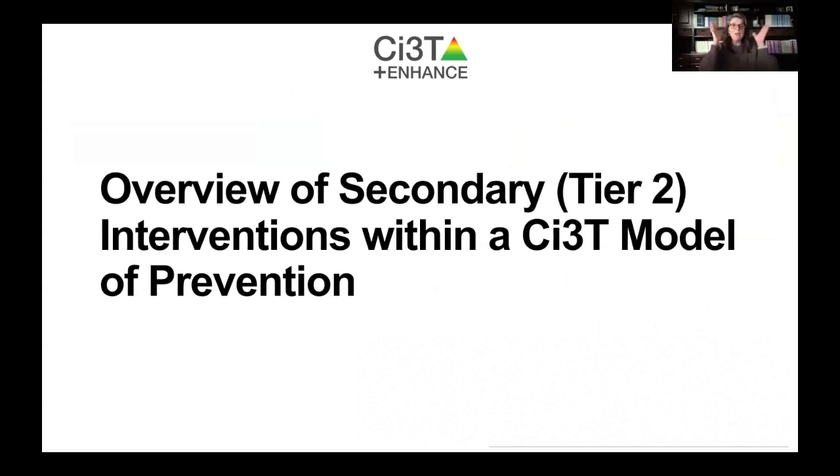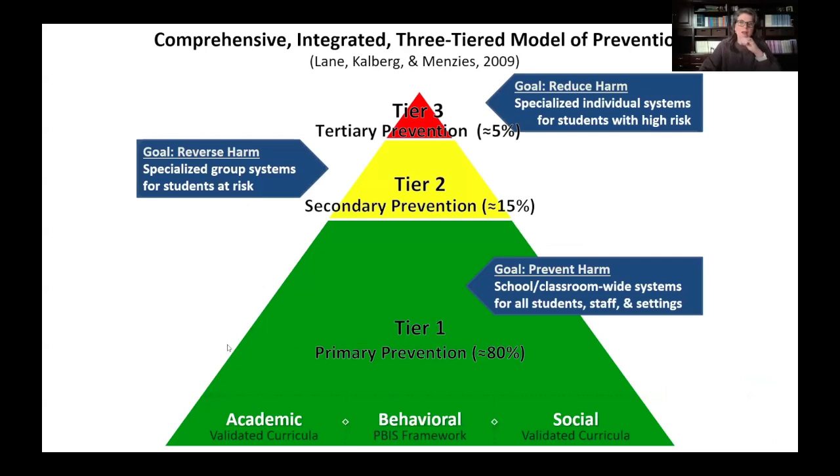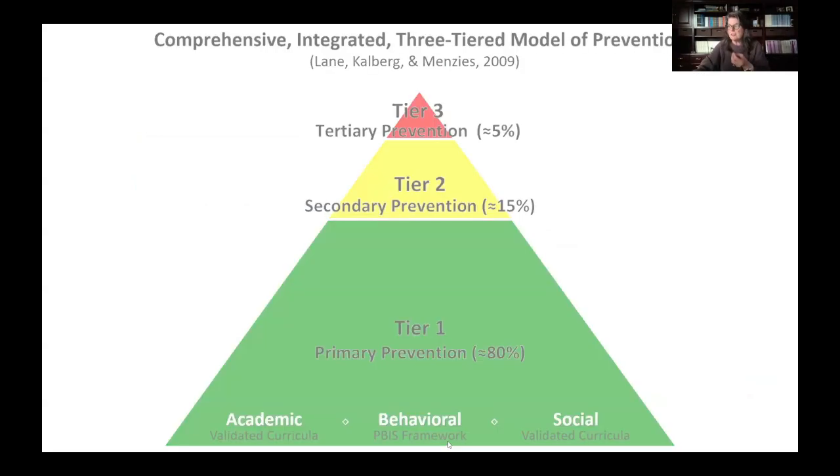So let's jump in. When we are thinking about tier 2 within a Ci3T model of prevention, we want to emphasize that it is additive in nature. It's building on the base of what's happening at tier 1. And in a Ci3T model, as we mentioned at the very beginning, rather than having separate teams to focus on academics and behavior and students' social and emotional well-being, it's all integrated into one system. And that becomes the base.